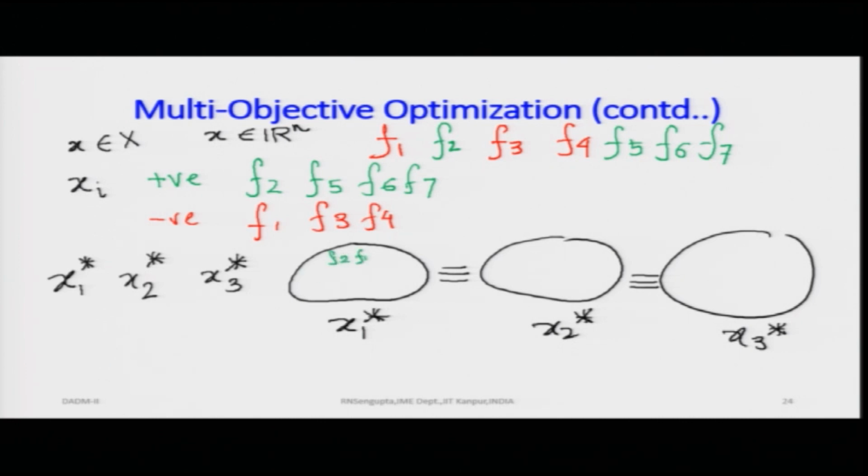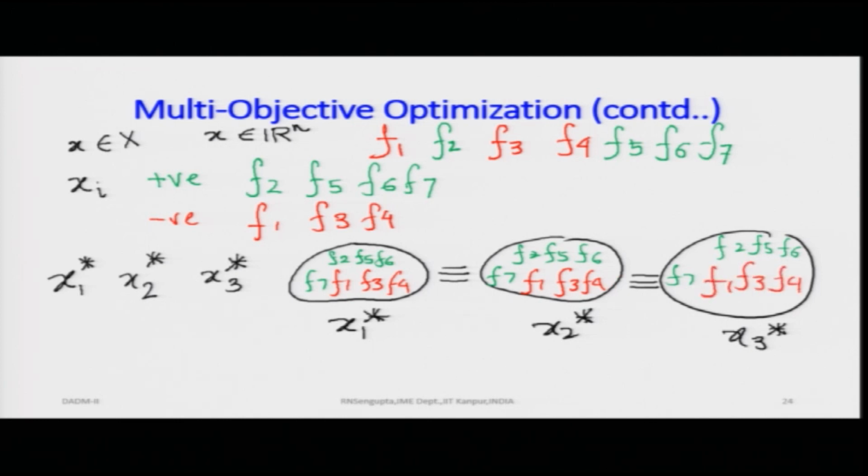When I have these values, I have F2, F5, F6, F7, and the negative values which I have, I am drawing using F1, F3, F4.